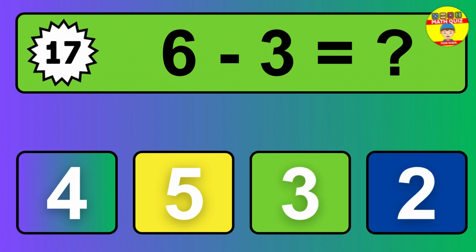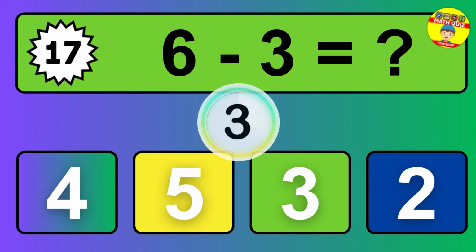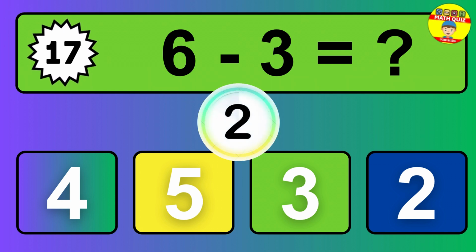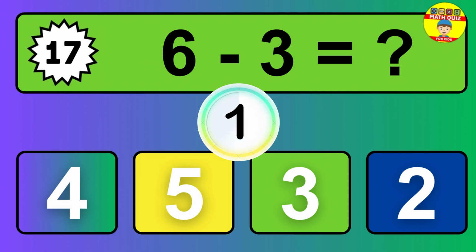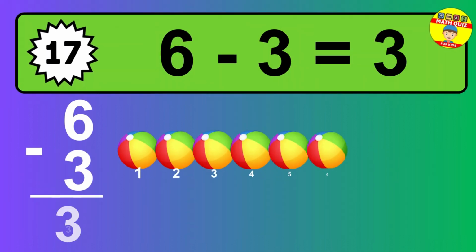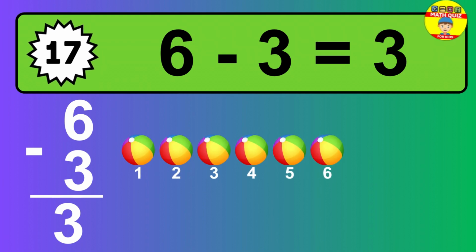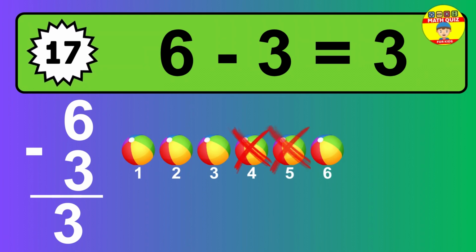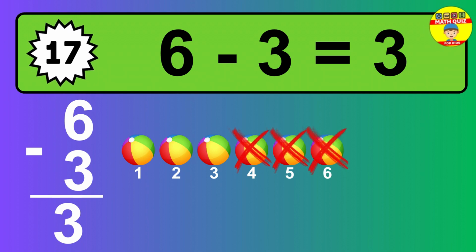Question 17. 6 minus 3 equals what? So the answer is 6 minus 3 is 3. Let's count it. 1, 2, 3.